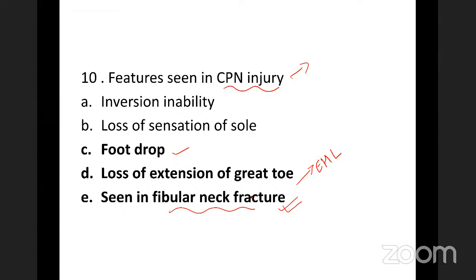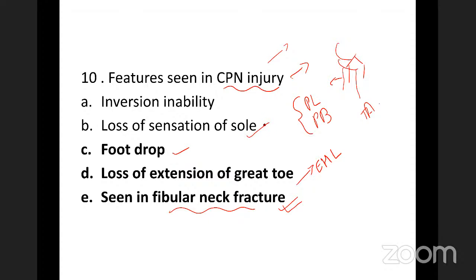No, see here, common peroneal nerve, there is the fibula which winds here. Superficial peroneal nerve innervates the peroneus longus and the peroneus brevis. These two are the everters, right? Now the deep peroneal nerve innervates tibialis anterior. It brings about inversion. So eversion and plantar flexion. Inversion, one second. Feature seen in common peroneal nerve injury.